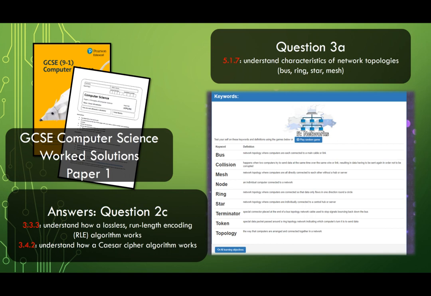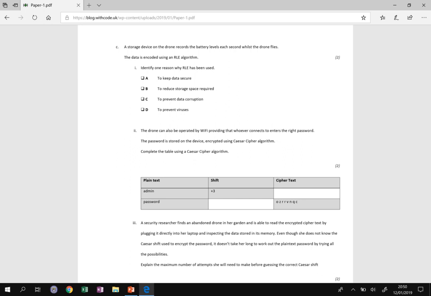In this video we're going to go through how to get to the answers for question 2c, which we introduced in the last video, all about run length encoding and Caesar ciphers. And then your challenge at the end will be to have a look through and attempt question 3a, which is about network topologies. So let's have a look at that question 2c again.